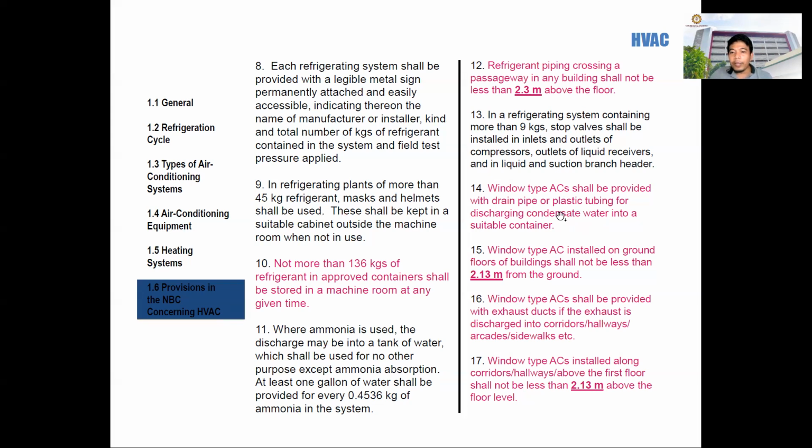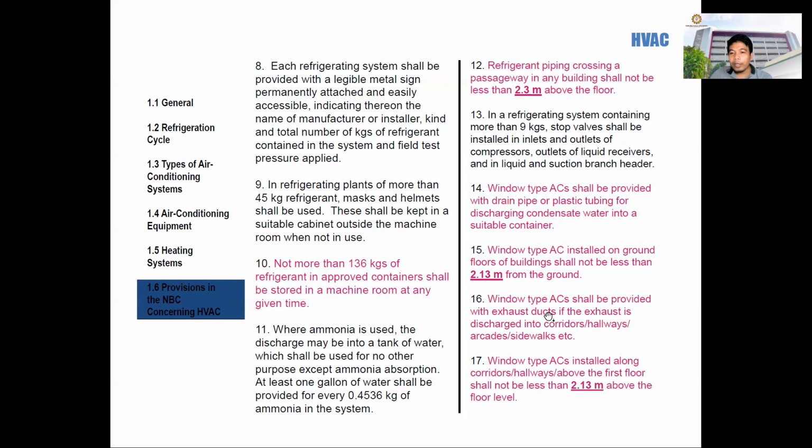And then for number 15, window type air conditioning units installed on ground floors of buildings shall not be less than 2.13 meters from the ground. So the height of the window type aircon is 2.13 meters from the ground.